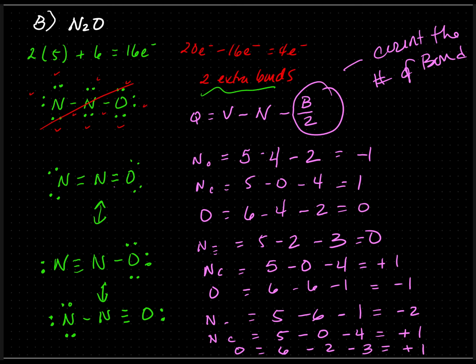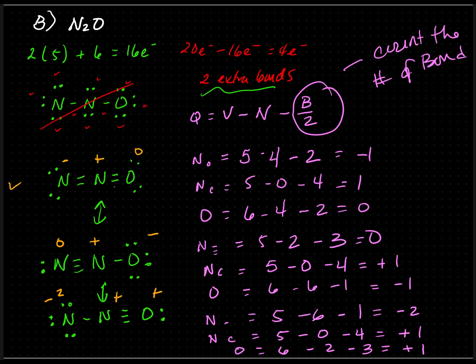So now I'm going to write all the charges in to compare. So this oxygen is a minus. For this top structure, the nitrogen on the left is a negative 1 charge. The central is a plus 1, and oxygen is 0. For the middle structure, nitrogen has a 0 on the left. The middle one is a plus 1 charge. The oxygen is a minus 1. And on the bottom, the nitrogen on the left side is a minus 2. The nitrogen is a plus, and the oxygen is a plus.